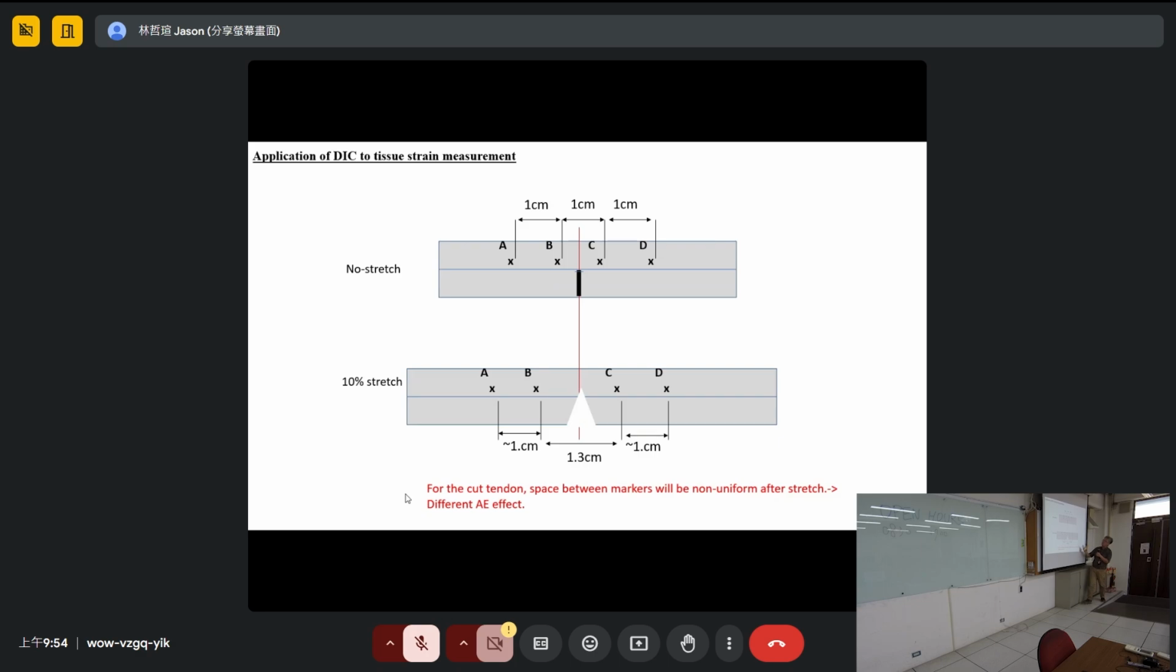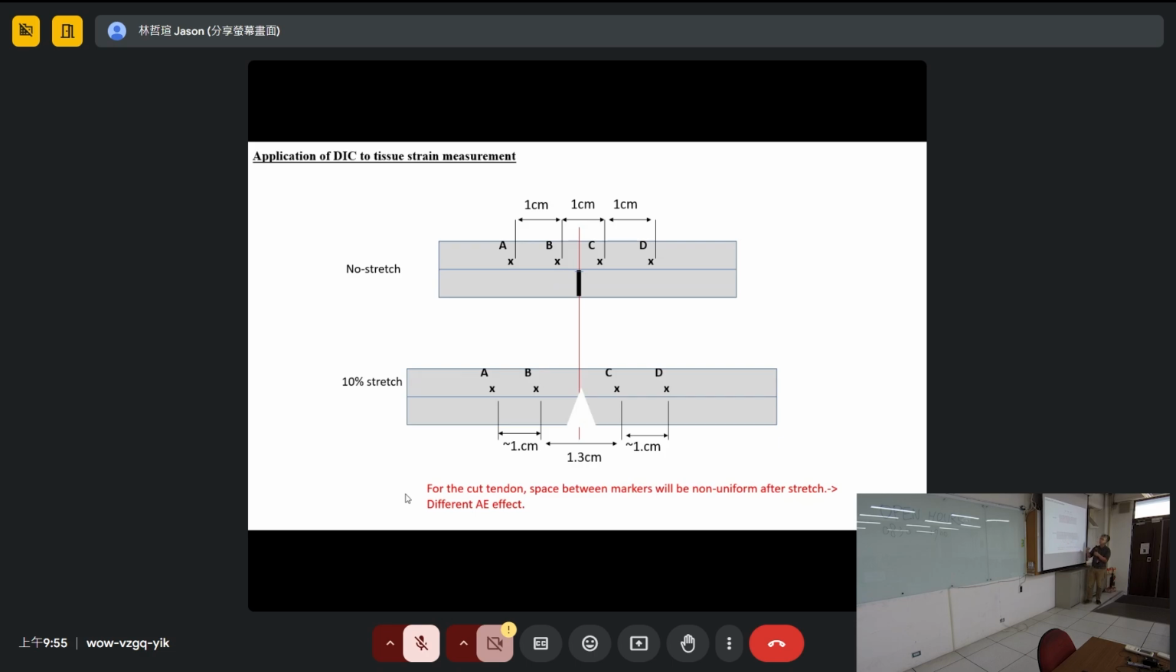Then what will happen between the marker spaces? Because this part is a bottleneck, this part between B and C gets stretched a lot, okay? And the surprising thing is the spacing between A and B, C and D doesn't change much. So from here to here, 1 centimeter stays 1 centimeter. Here 1 centimeter stays as 1 centimeter. But as a total stretch, 0.3 centimeter. So most of it happens here. Make sense?